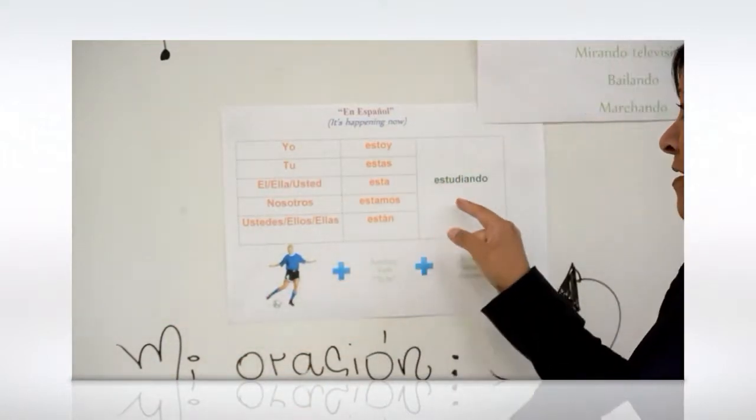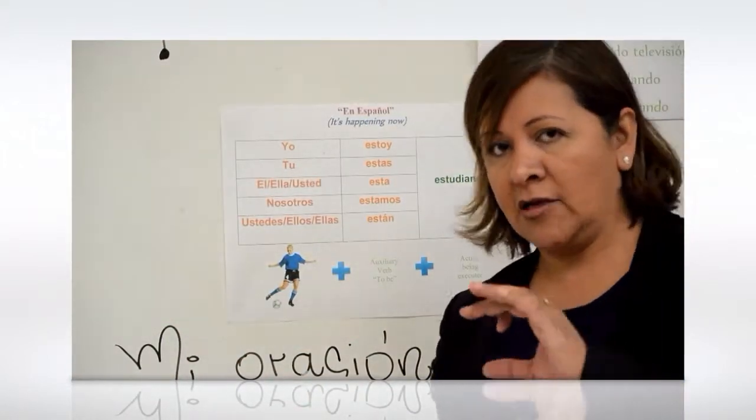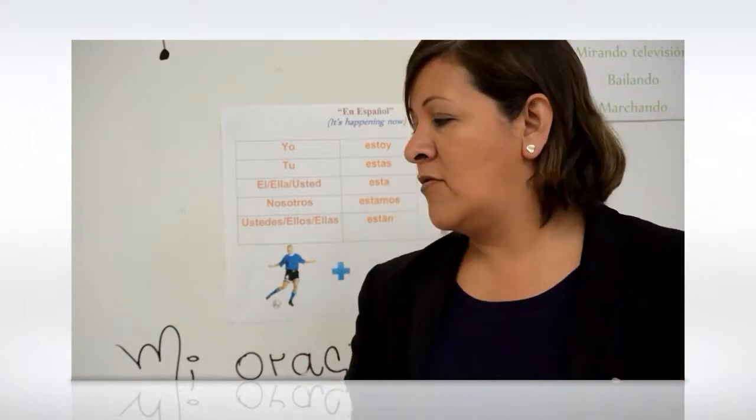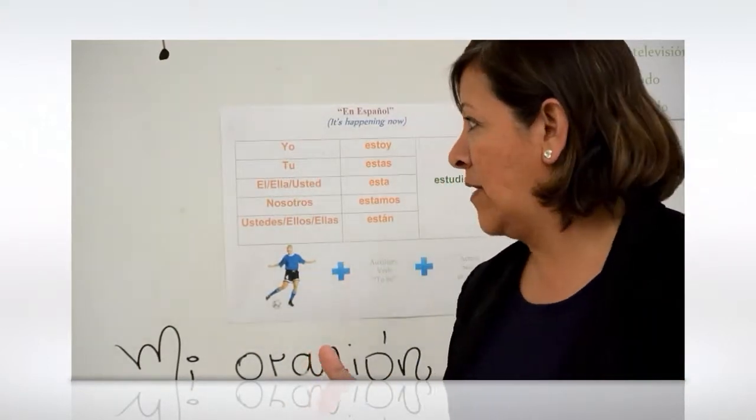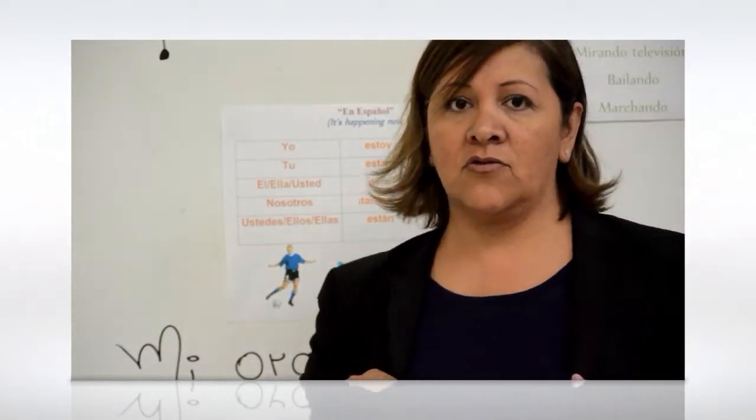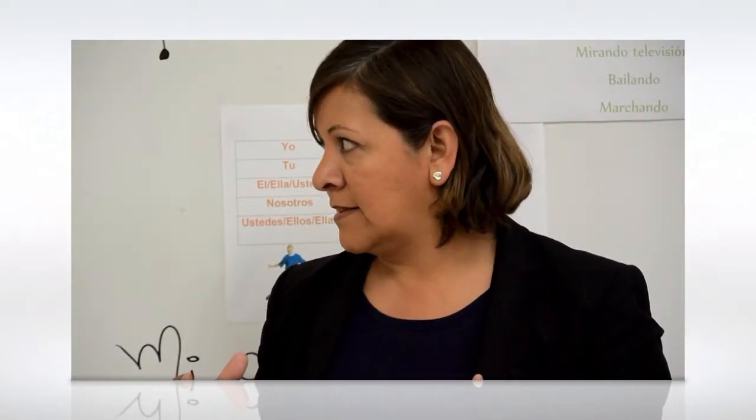To conclude, we need to add the action word. The action word is going to tell us what your character is doing. Playing, jugando, studying, estudiando, barking, ladrando. It depends on what your character is doing. So these are the elements that you're going to use to create your simple sentences.